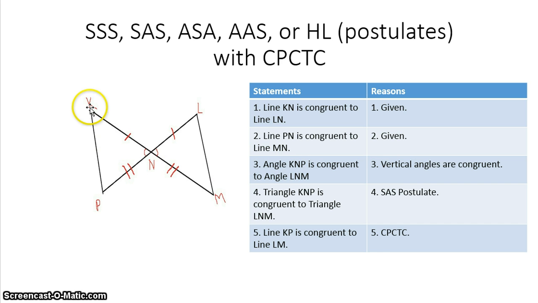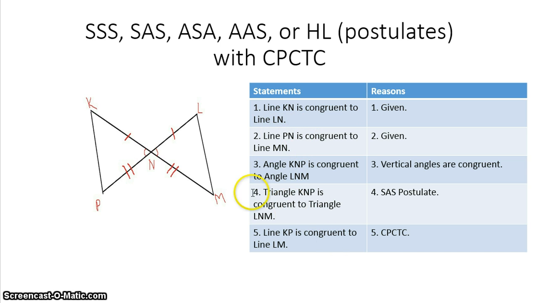Then I stated that angle KNP is congruent to angle LNM. And I know that because vertical angles are congruent, and these are vertical angles. So I marked it that way.